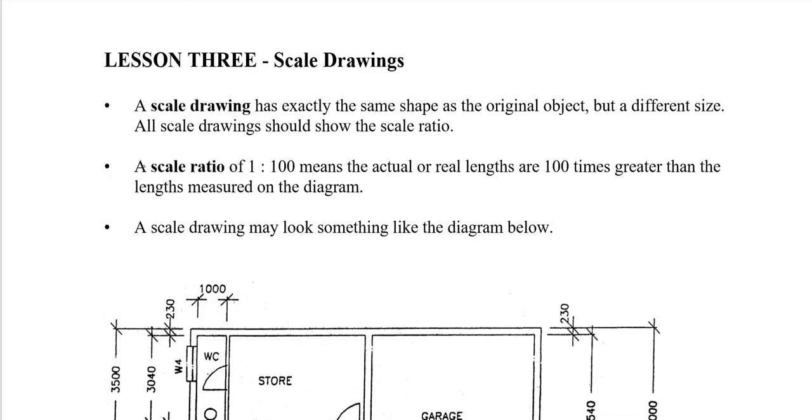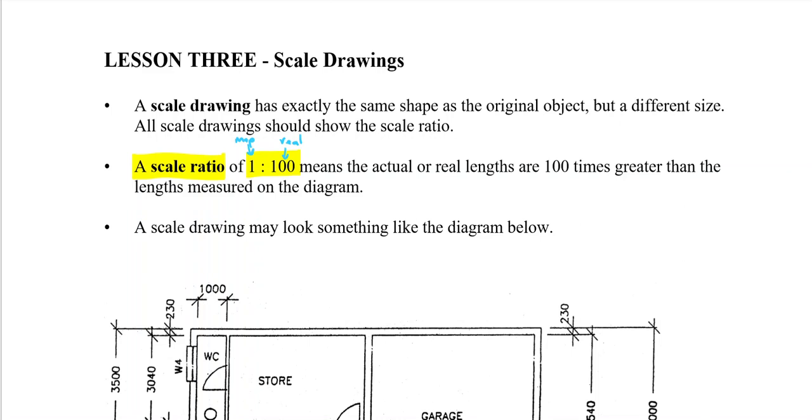So a ratio scale of 1 to 100 means that the actual length is 100 times bigger than the one that you've measured on the diagram. The first number represents what is on the map or the scale drawing, and then the second number represents what it is in real life. So 1 centimetre on the map would be 100 centimetres or 100 times bigger in real life.